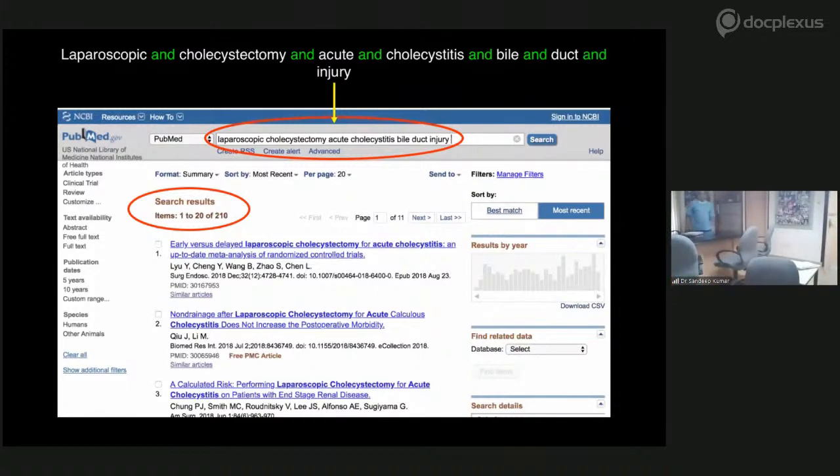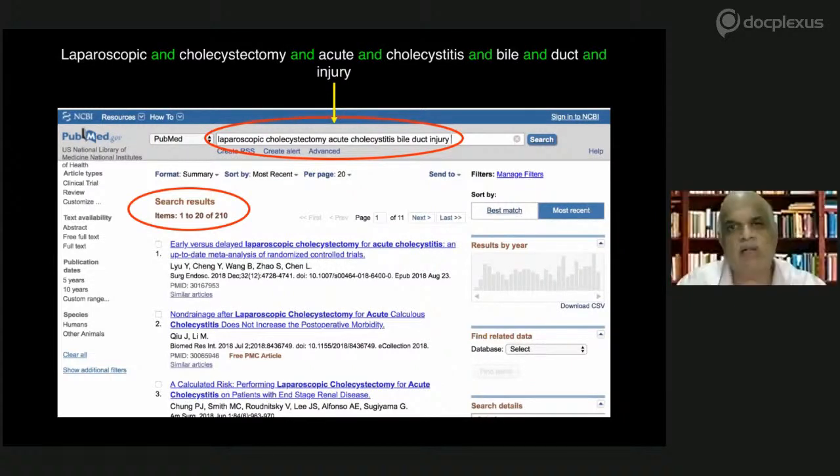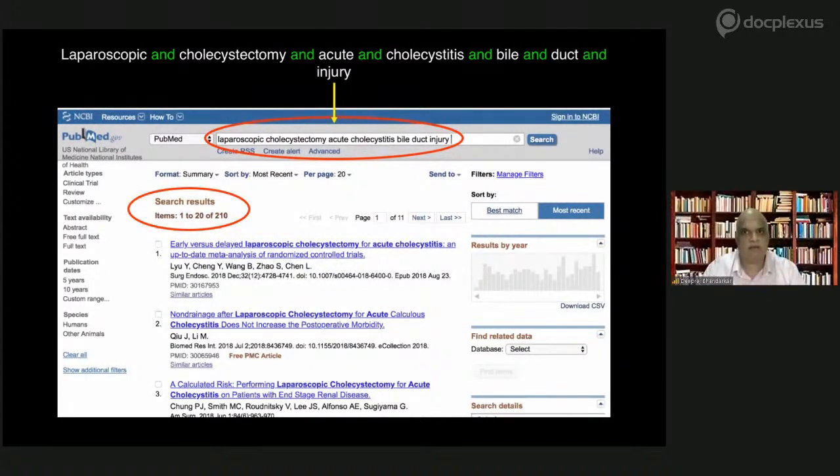Now, at the first instance, you may not want to read each and every one of these articles, but as a preliminary introduction to that topic, you would want anywhere between 10 to 20 good quality papers. As Sandeep emphasized, it's not important only to read the review articles, but if there have been original articles reporting series of bile duct injuries in the setting of acute cholecystitis and laparoscopic cholecystectomy, you must read at least a few of them to give you a feel for the current body of knowledge of literature on this subject.